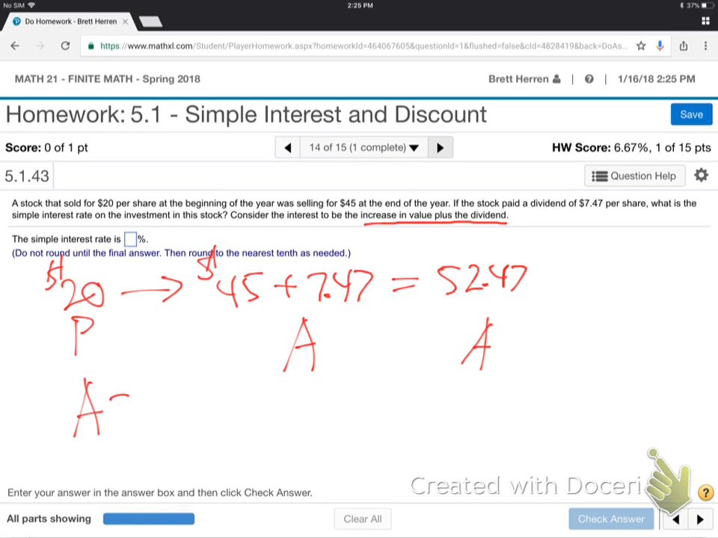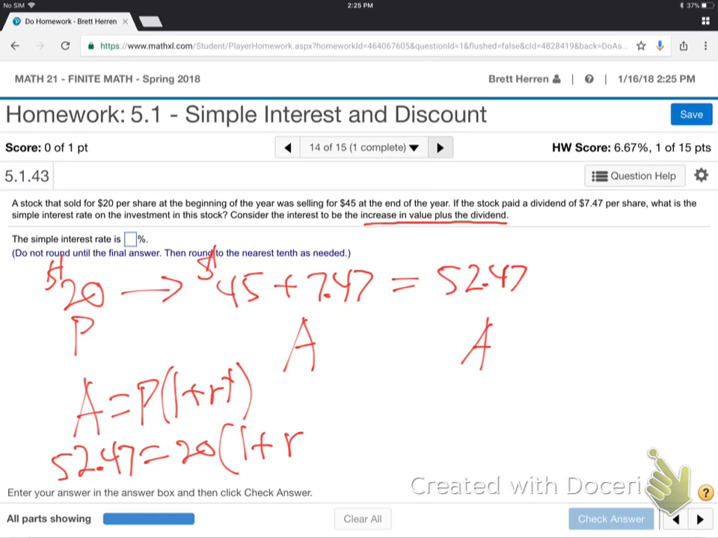So then I use the same old formula. A equals P(1 plus RT). The amount is the 52.47. The P is the 20. 1 plus interest rate, I don't know, that's what I'm looking for. Time, 1 year, so time is just 1. Does that make sense? The $20 per share grew to 45 plus it paid a dividend, so that's just adding. It really grew to 52.47. Put those in.